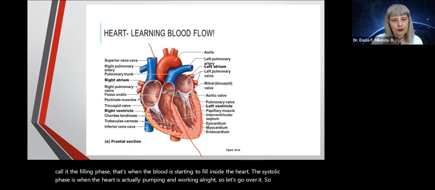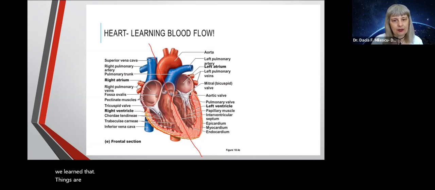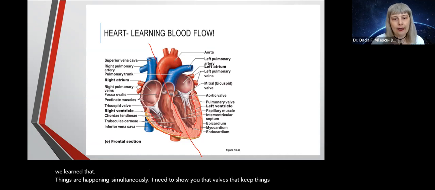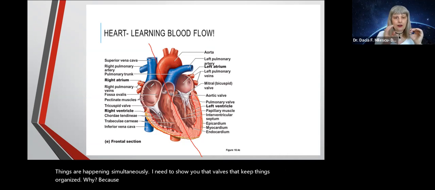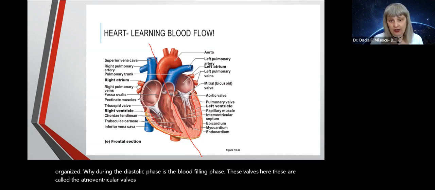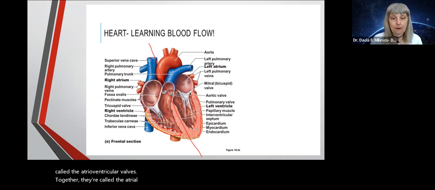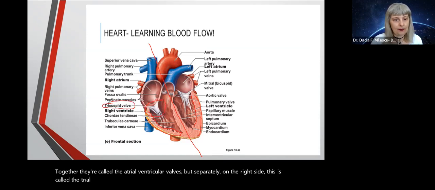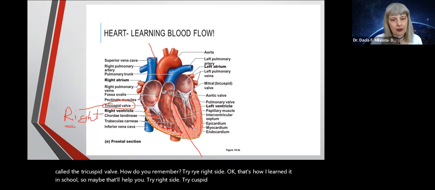So now that we learned that things are happening simultaneously, I need to show you the valves that keep things organized. Why? Because during the diastolic phase, the blood filling phase, these valves here are called the atrioventricular valves. Together, they're called the atrioventricular valves. But separately, on the right side, this is called the tricuspid valve. How do you remember tri? Tri, right side. Okay, that's how I learned it in school, so maybe that'll help you. Tricuspid is the right side of the heart.